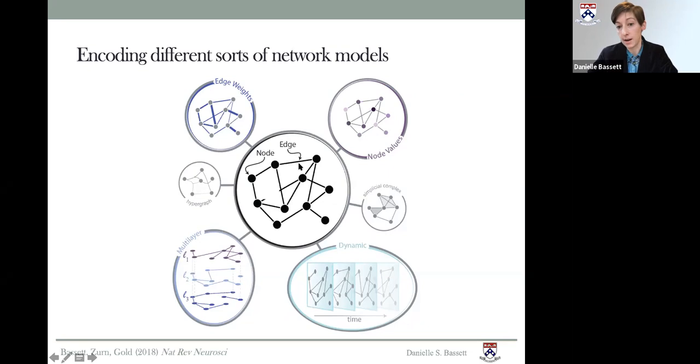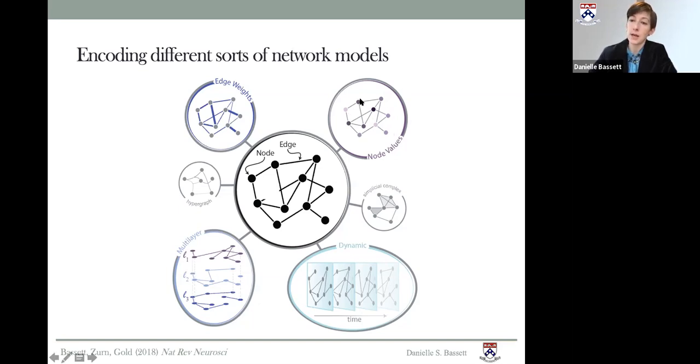So they won't be binary, they will be weighted. That would be shown pictorially over here in the top left. This is a network that has weights on the edges, and those weights are encoded visually in the thickness of a line between two regions. But there are many other kinds of encodings that we could consider using, and that may be particularly useful for different sorts of scientific questions related to the brain.